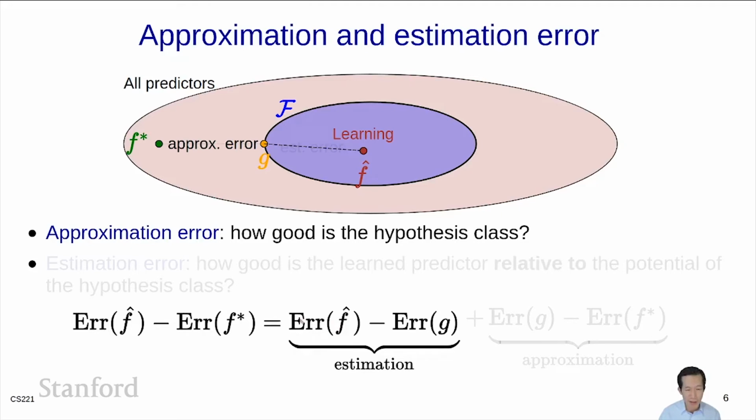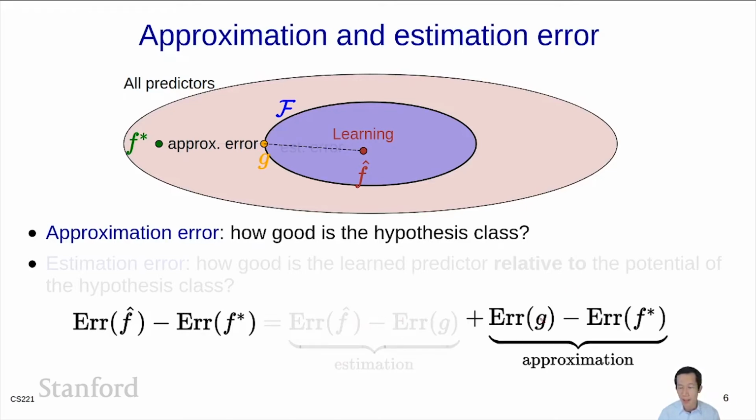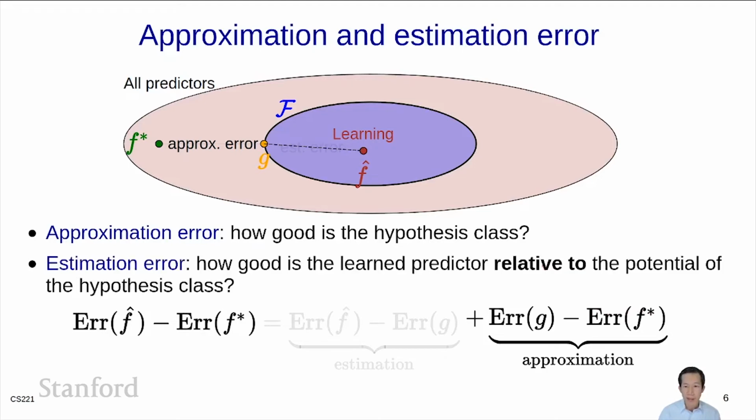Mathematically, approximation error is the difference between the error of G minus the error of f star. This measures how good your hypothesis class is. The second error is the estimation error, which is the gap between f hat and G. This measures how good is the learned predictor relative to the potential of the hypothesis class, error of f hat minus the error of G.